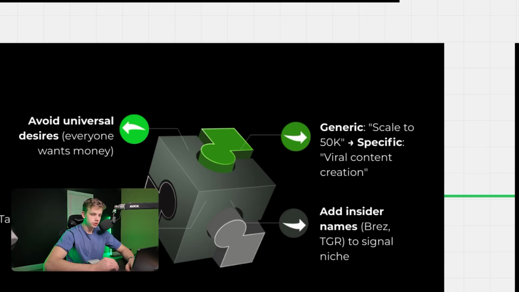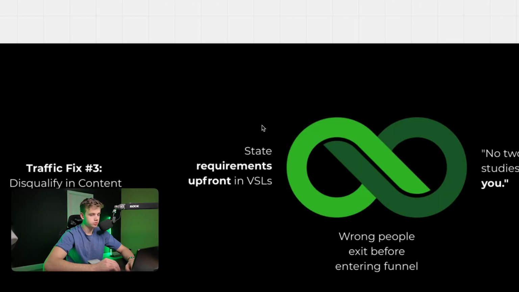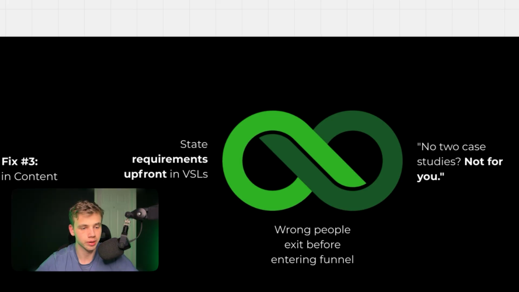Now, the final thing you can do with your traffic is disqualify in your content. This applies to VSLs, and also to any long form or short form content. The way this works is literally calling your avatar out in your content. It's as simple as that. I'll give you another example that I saw someone else who's big in the space use in their VSL, an organic VSL on YouTube. They start by saying, if you have 2 case studies, I'm going to help you do XYZ. Or if you have 2 case studies and you're struggling with this pain, I'm going to show you how you can do XYZ, and then go into a promise.